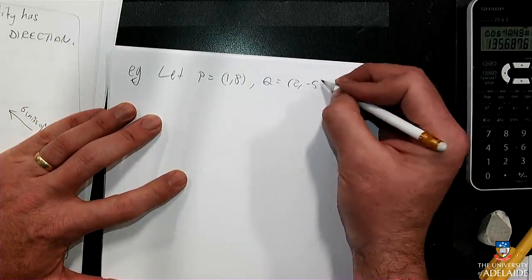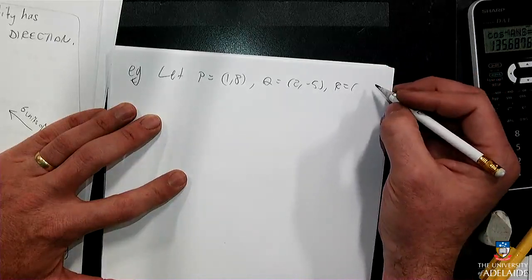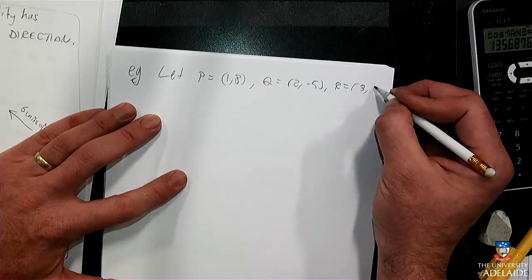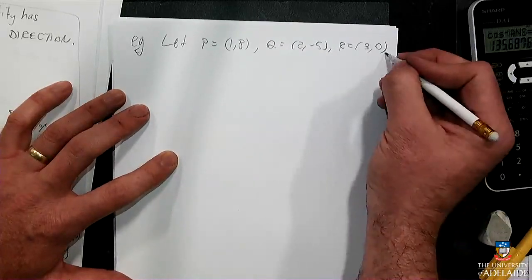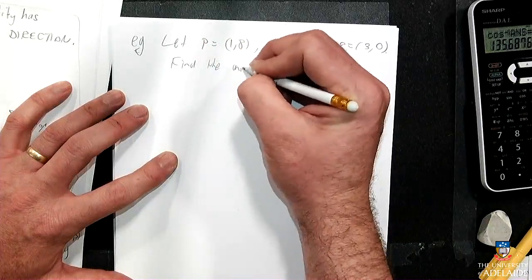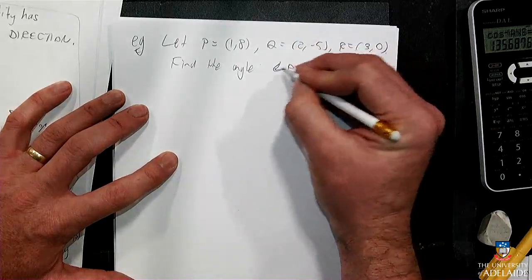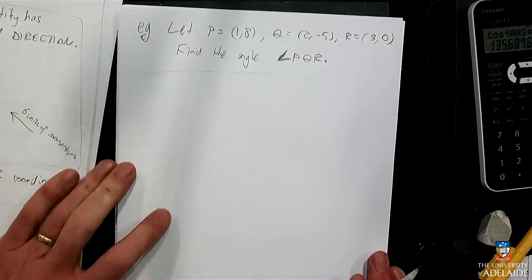P is (1, 8), Q is (2, -5) and R equals, I don't know, (3, 0). Let's do that. Find the angle PQR. Okay, so this is a pure geometry question, but we can do it with vectors.